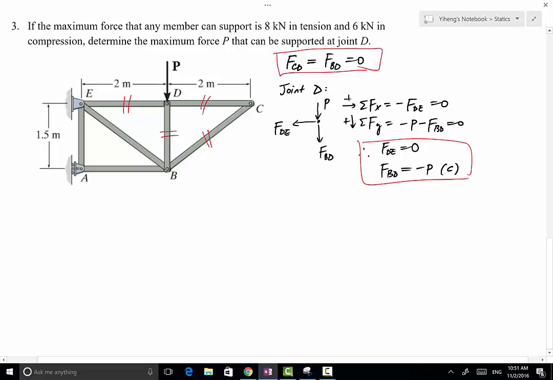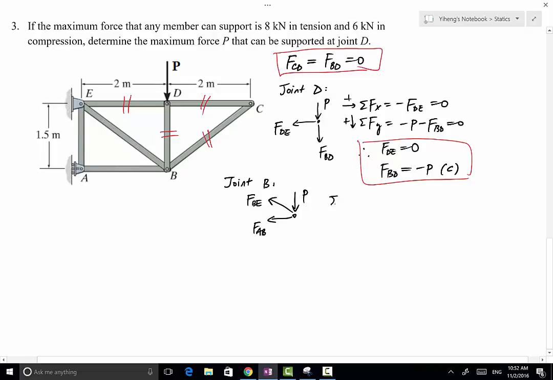All right, moving on, we can solve for joint B. At joint B, we have member BD. We have already solved for member BD. It has a compressive force with a magnitude of P. Remember, we're still treating P as if we know it. And then we have unknown FAB, and also another unknown FBE. And recognize again, we have this 3, 4, 5 triangle here.